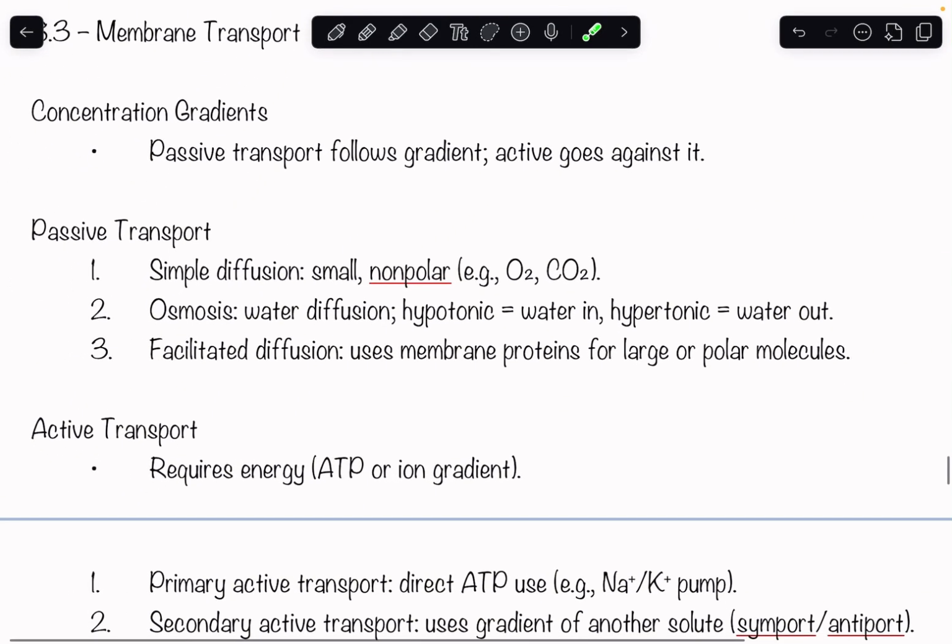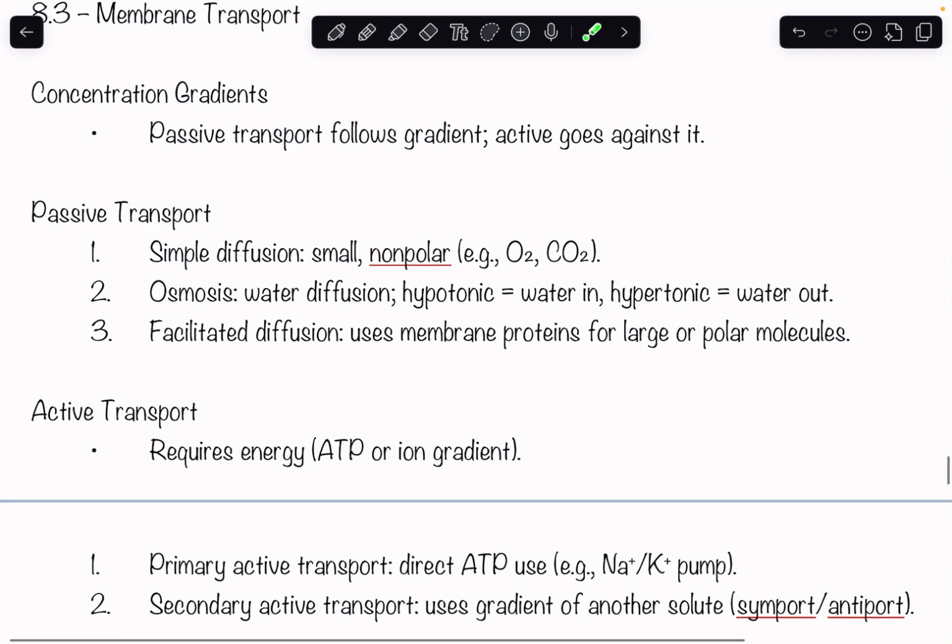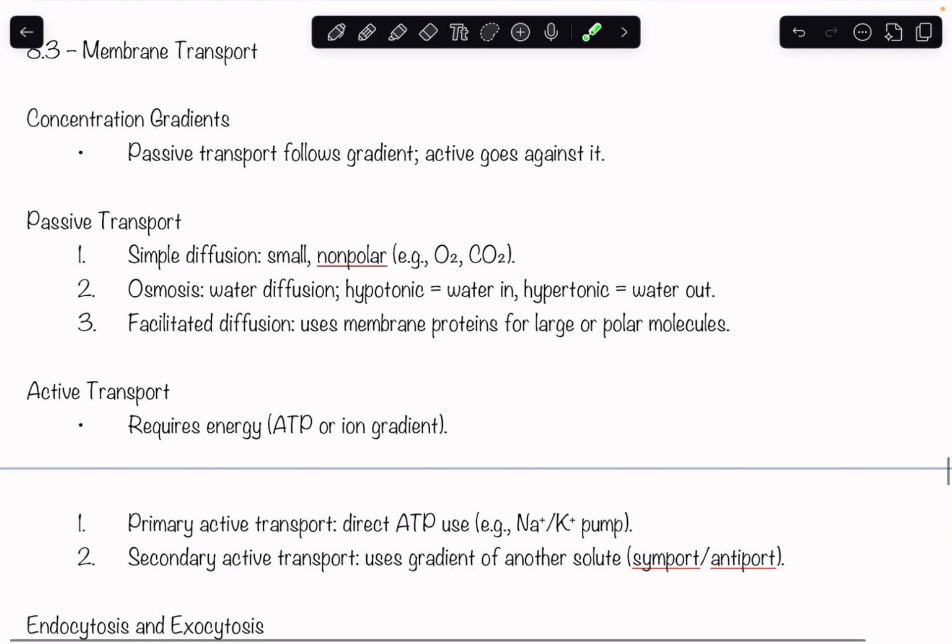So first, let's talk about some types of passive transport. So here we have simple diffusion, which is with your small and nonpolar molecules. Osmosis is like simple diffusion but of water. So water, hypotonic is water in, hypertonic is water out. Facilitated diffusion uses membrane proteins for large or polar molecules.